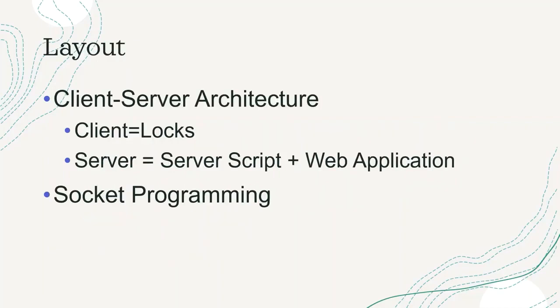The implementation of this system took on the form of a client-server architecture, where the locks are the clients and the server was both a web application and a script to handle connections with the clients running concurrently on my laptop. I used socket programming to implement this architecture. This was similar to Lab 2, but ultimately much more complex as I tried to add in many features, such as the ability to handle multiple clients at once.